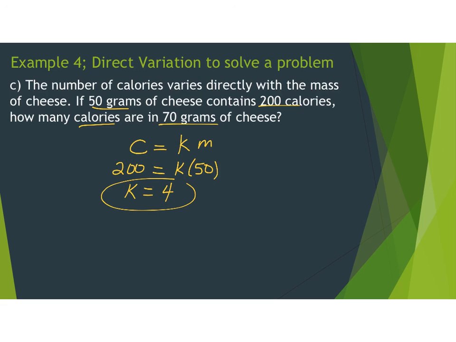All right, and then we are going to plug that in to find what 70 grams of cheese would be in calories. So calories is going to equal 4 times 70. 4 times 70 is, type it in the calculator, and you get 280 calories. So that'd be your final answer.